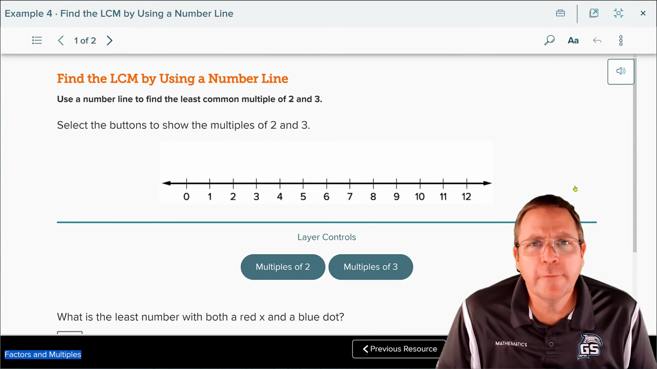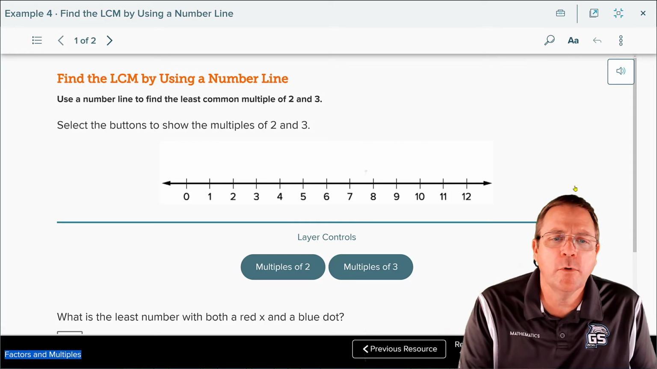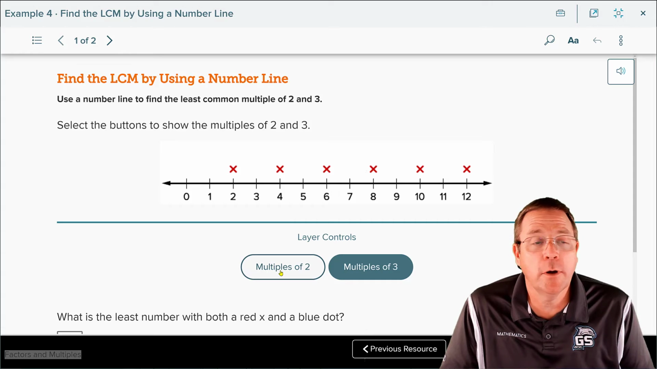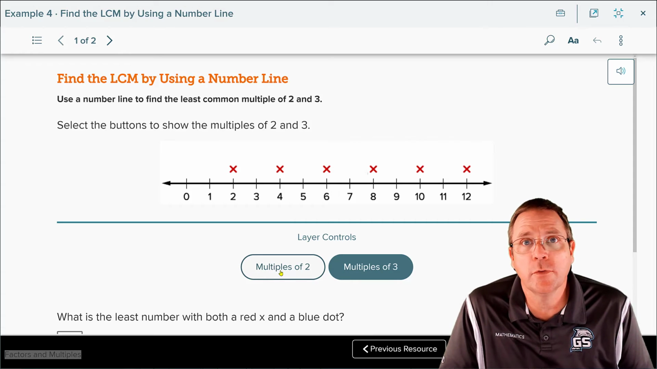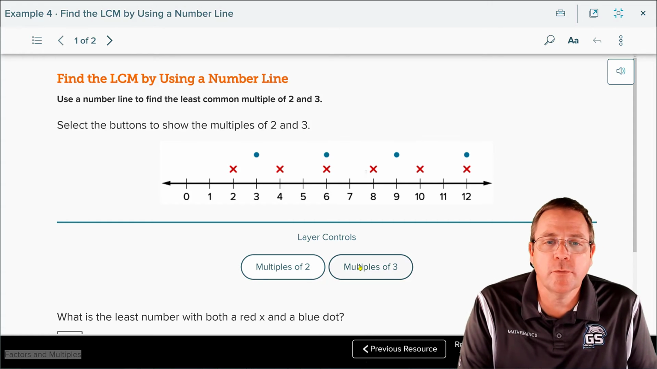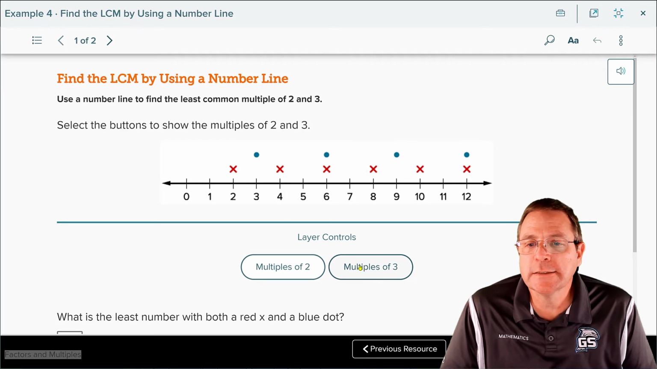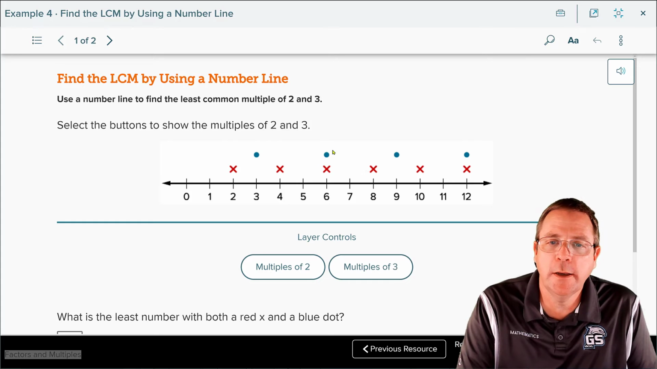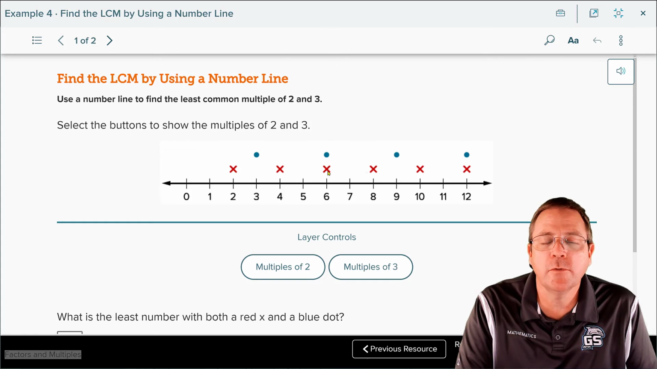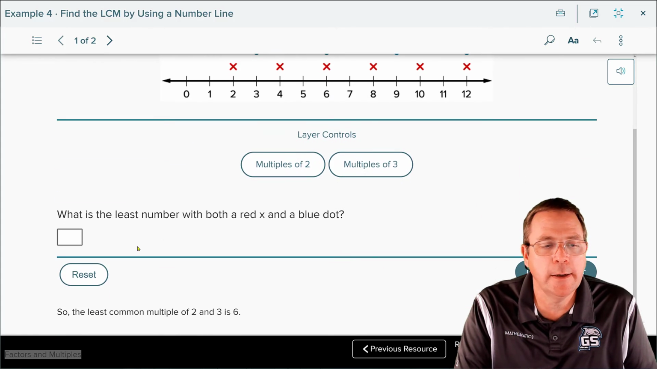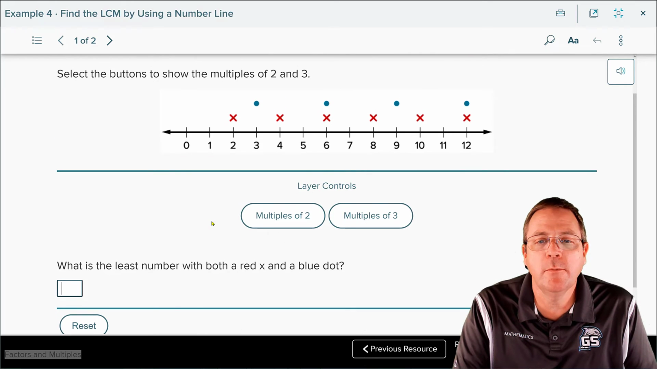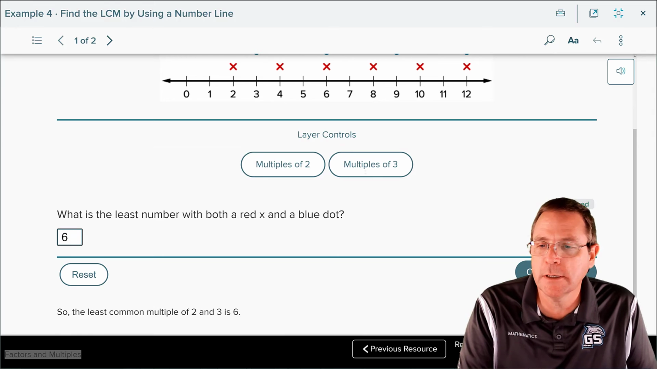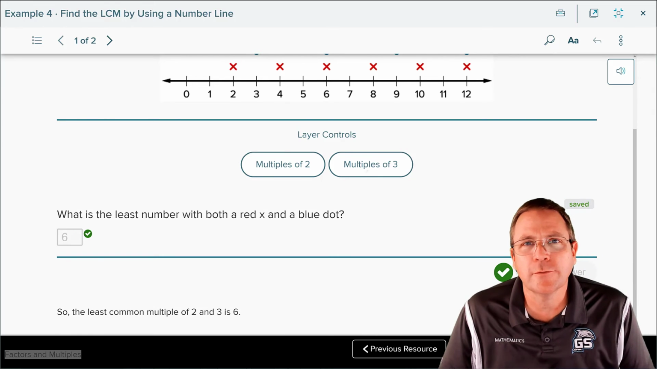But what if you wanted to find it using the number line? Well, your multiples of 2 are going to be 2, 4, 6, 8, 10, and 12. And here we're looking for multiples of 2 and 3. And then the multiples of 3, they're going to be 3, 6, 9, 12. And you can see a great visual representation right here of where the multiples of 2 and the multiples of 3 collided. That means that the least common multiple of both 2 and 3 is going to be 6. Check your answer. Your answer checks.